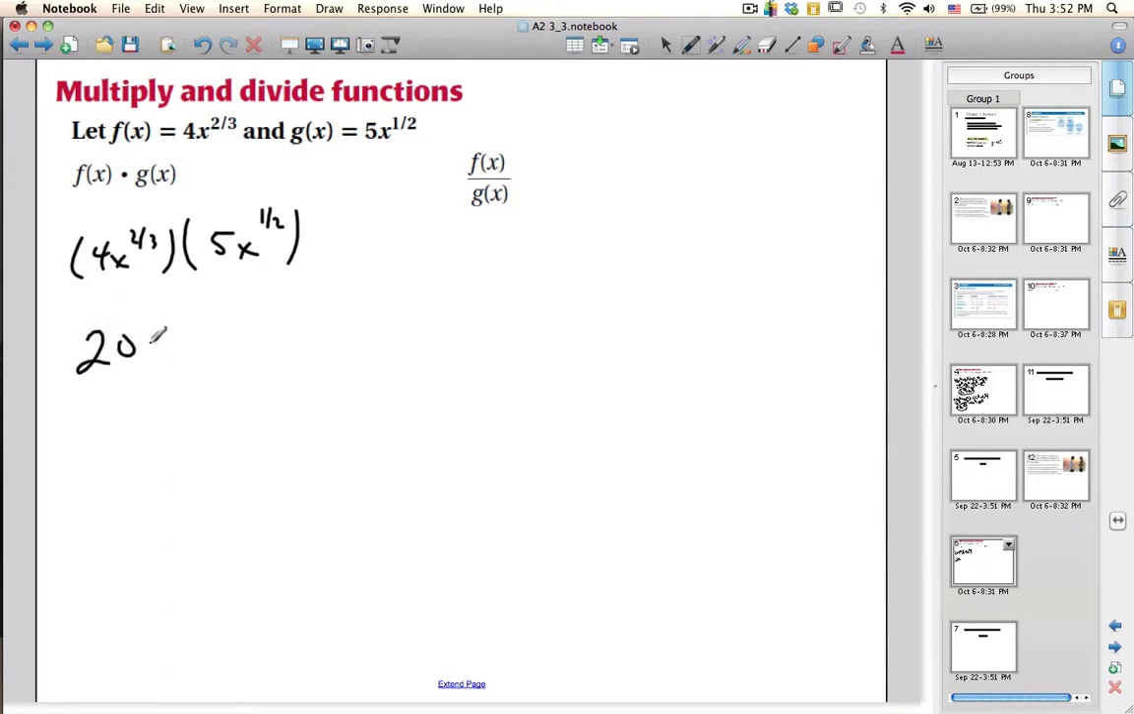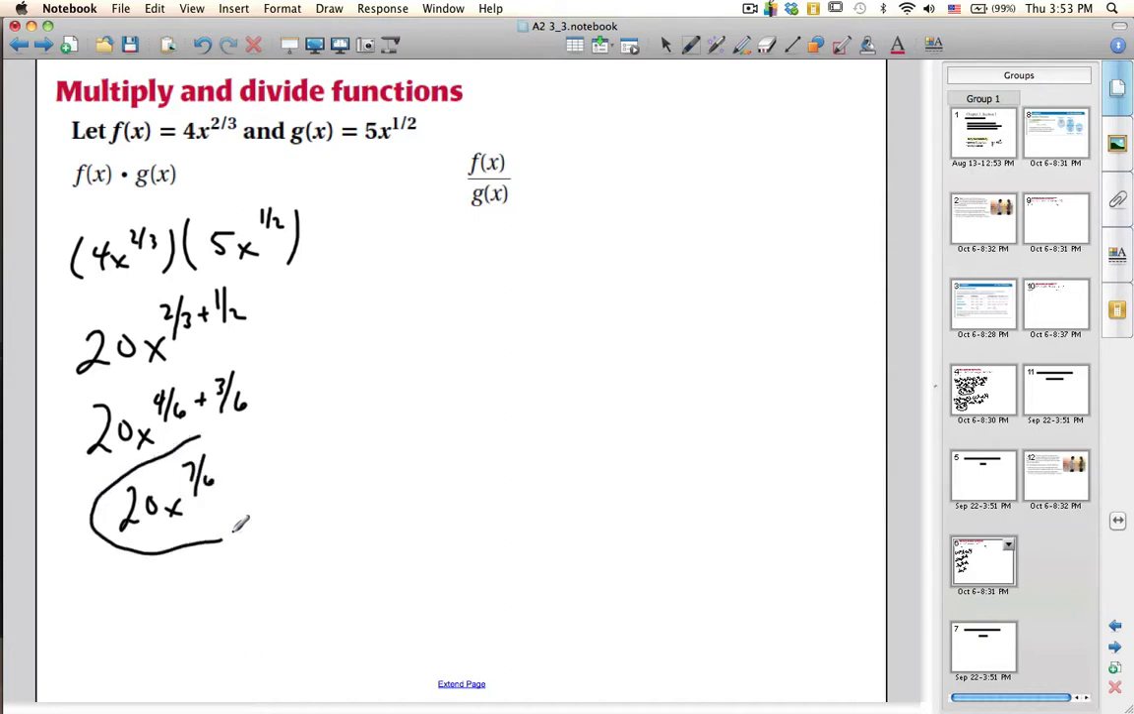And then x to the 2/3 times x to the 1/2 is x to the 2/3 plus 1/2 power. When I multiply with the same base, I add the exponents. Right, so I'll need common denominators. Those will be sixths, so I'll have 4/6 plus 3/6. So I end up with 20x to the 7/6 power.